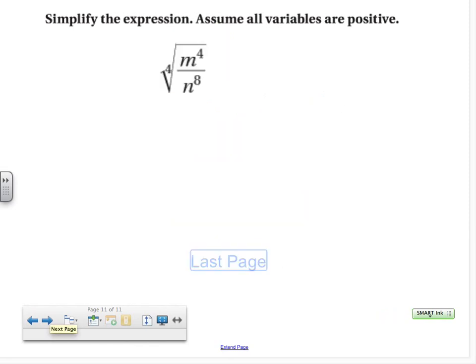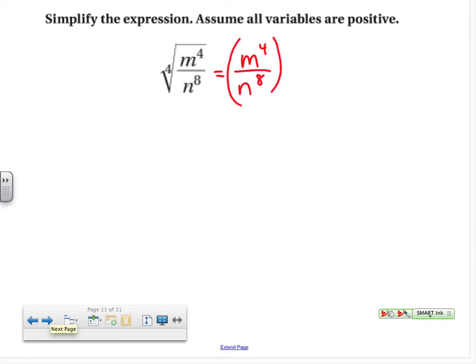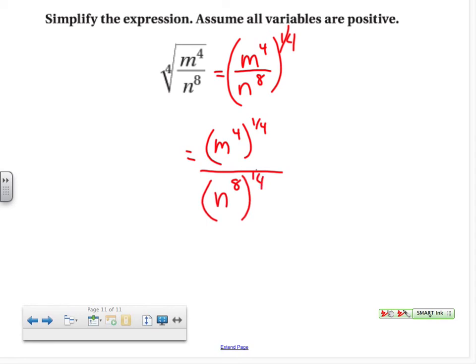All right, last example. What do we do here? Well, take your radical and make it a power. You got m to the 4th over n to the 8th to the 1/4. And then we'll apply that power into the division problem. We got m to the 4th to the 1/4 over n to the 8th to the 1/4. And that becomes power to power. You multiply. 4 times 1/4 is 1, so it's m. Over 8 times 1/4 is 2, so it's m over n squared.